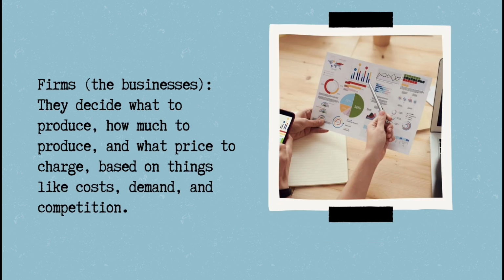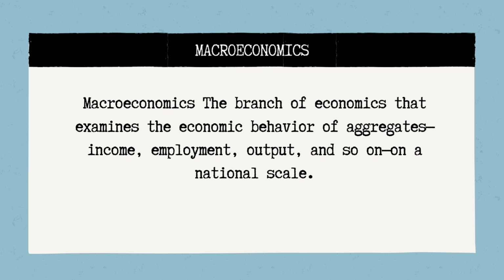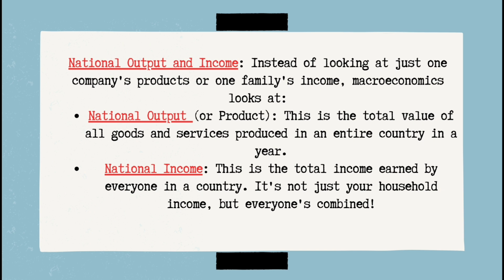They decide what to produce, how much to produce, and what price to charge, based on things like costs, demand, and competition. Meanwhile, macroeconomics is the branch of economics that examines the economic behavior of aggregates, income, employment, output on a national scale, which means dealing with the economy on a much larger scale, like national output and income. Instead of looking at just one company's products or one family's income, macroeconomics looks at national output, which means the total value of all goods and services produced in an entire country in a year.